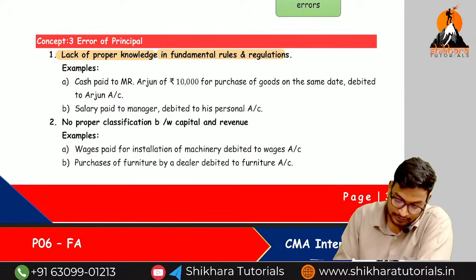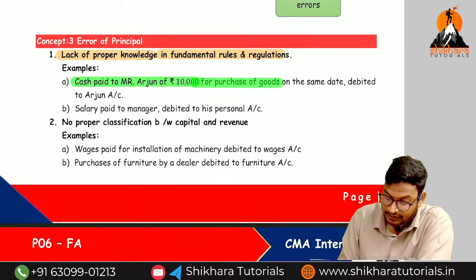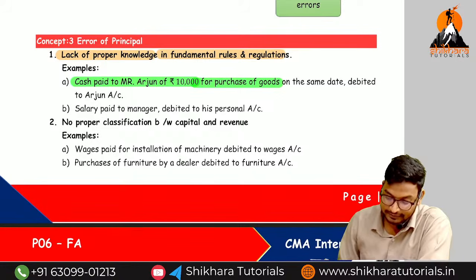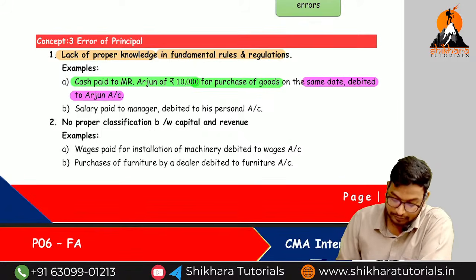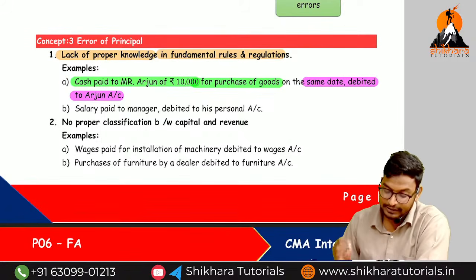Cash paid to Mr. Manoj of rupees 10,000 for purchase of goods. This is the right, actual transaction. What wrong have they done? On the same date, debited to Arjun account. On the same date, debited to Arjun account. So here see the first half.